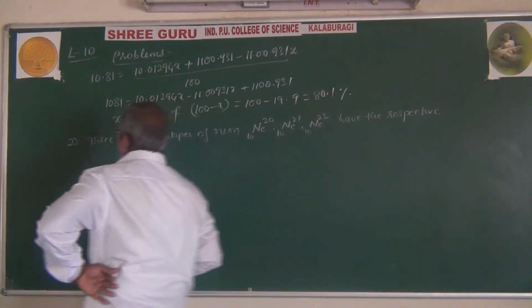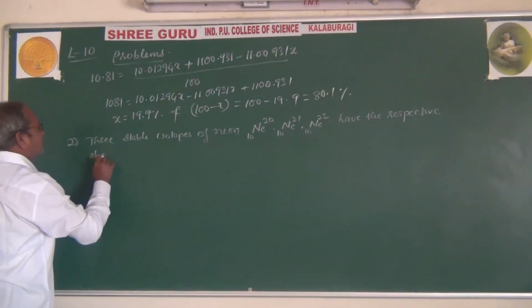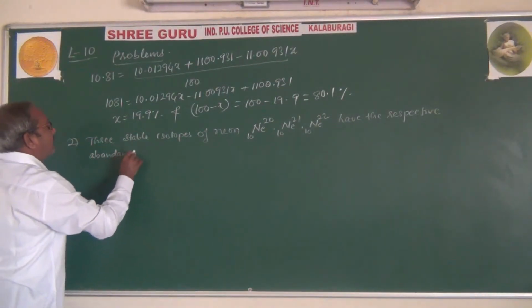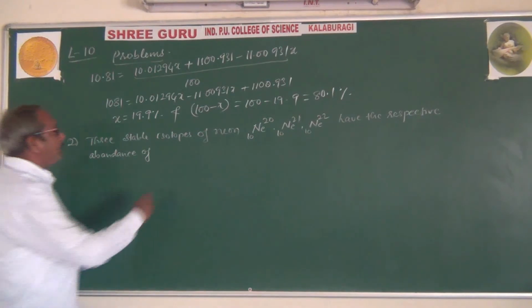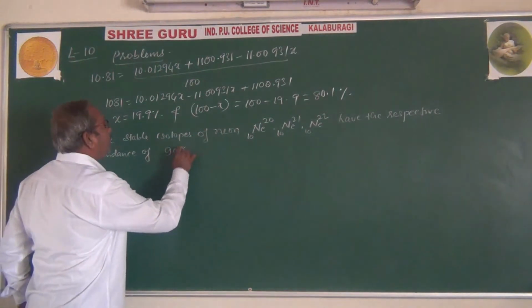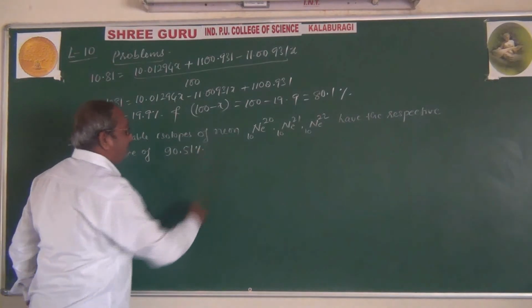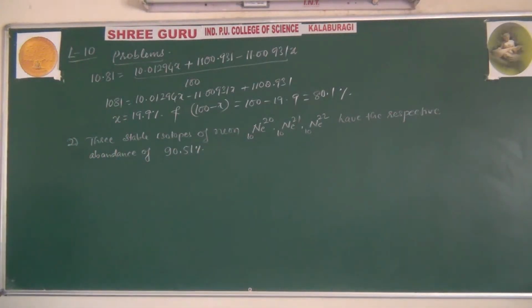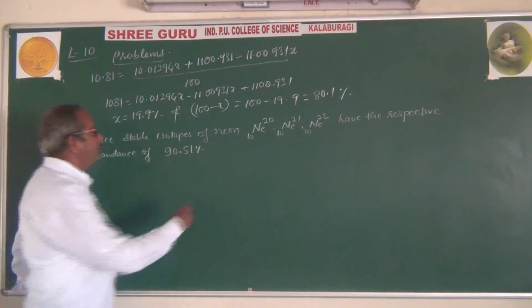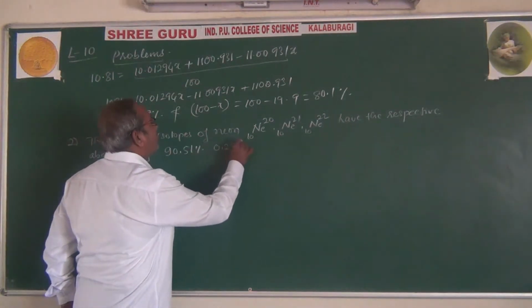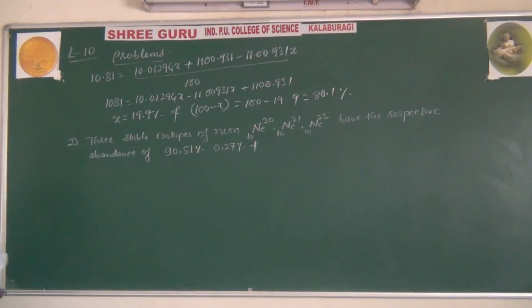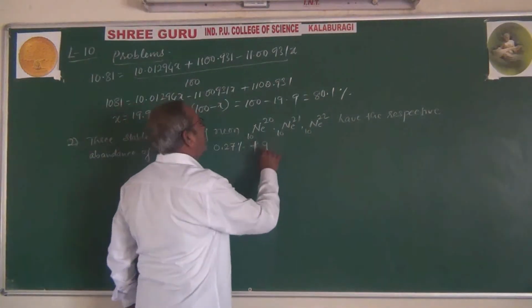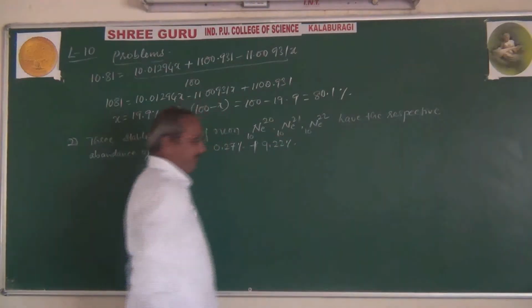respective abundance of 90.51%, 0.27%, and the third one is 9.22%.